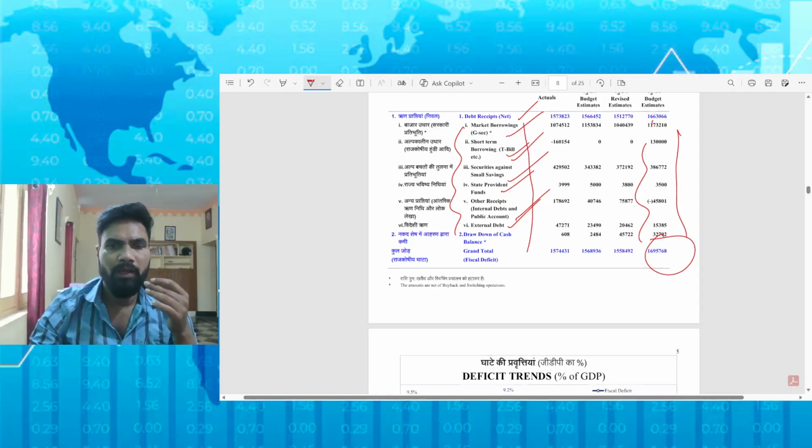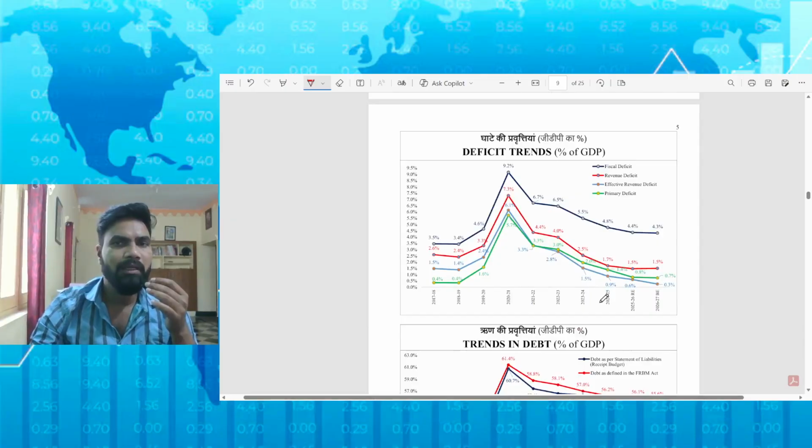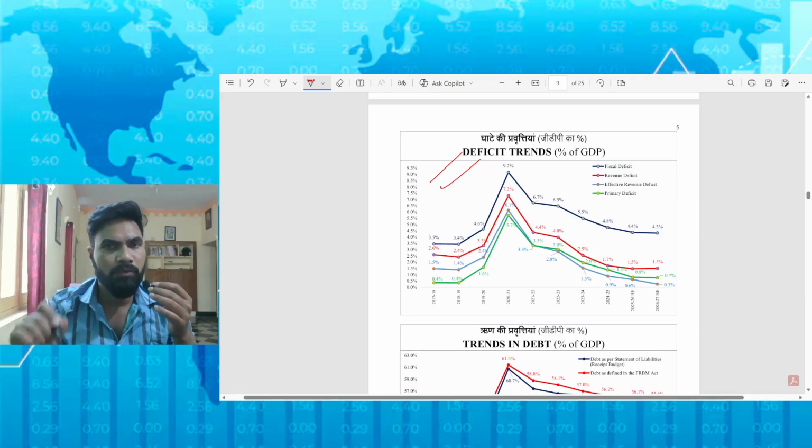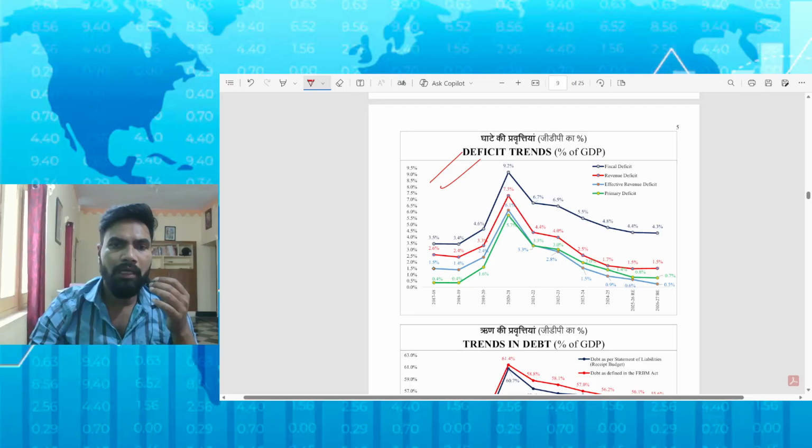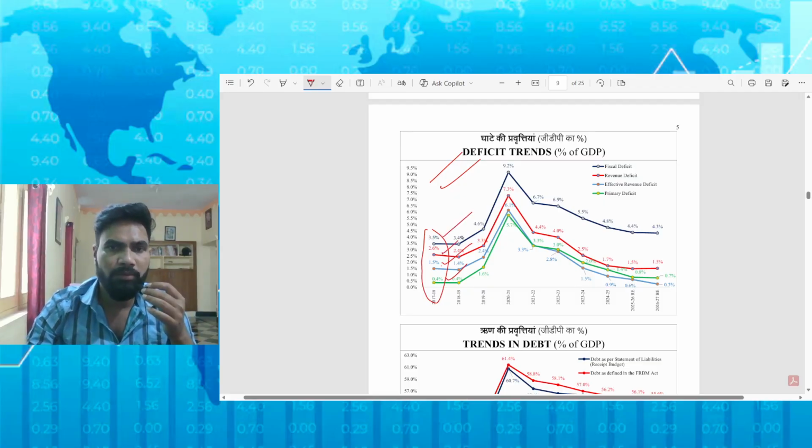Then we will see another important category, that is the trends in deficit. Very, very important. If at all there will be a question in the prelims, that will be on the trends. They may not ask you the actual figures, but they will definitely ask you the trends. So earlier in 2017-18, primary deficit was at 0.4% of GDP. Effective revenue deficit was at 1.5% of GDP. Then revenue deficit was at 2.6% of GDP. Then fiscal deficit was at 3.5%.